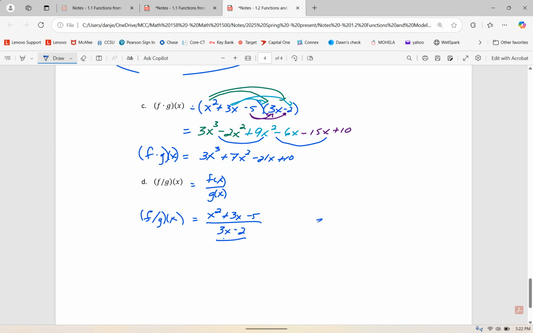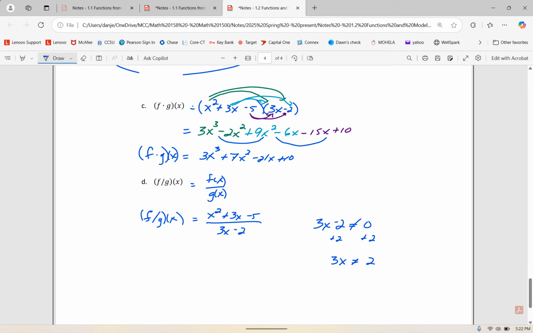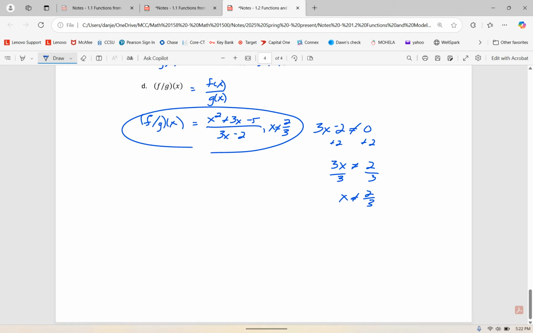Now, 3x minus 2 is in the denominator, and that cannot equal 0, because remember, you cannot have a 0 in the denominator. So I add my 2, 3x cannot be 2, divide by 3, x cannot be 2/3. You have to add that caveat to the function. Okay, that's got to be there. It just has to be there.